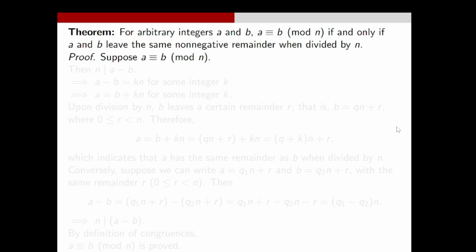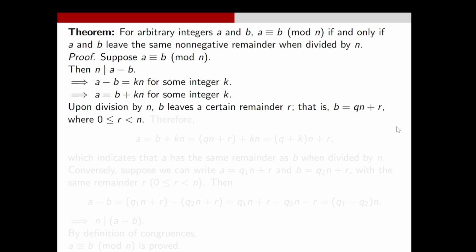Suppose a is congruent to b modulo n. So by definition of congruence, n divides a minus b, which means there exists some integer k for which a minus b is equal to kn, which means a is equal to b plus kn for some integer k.